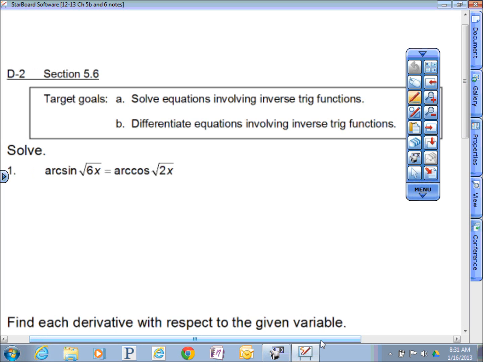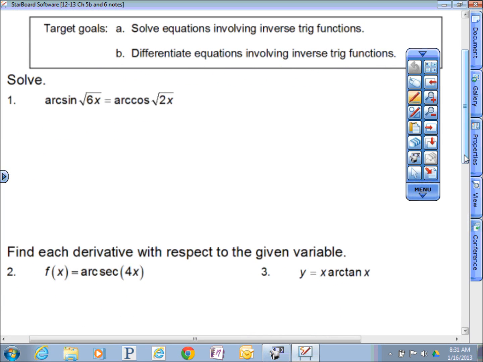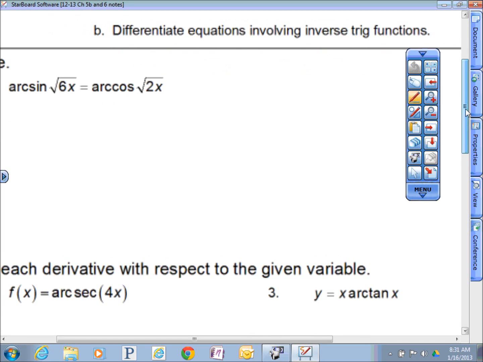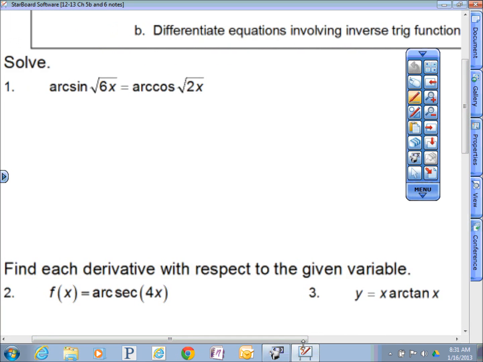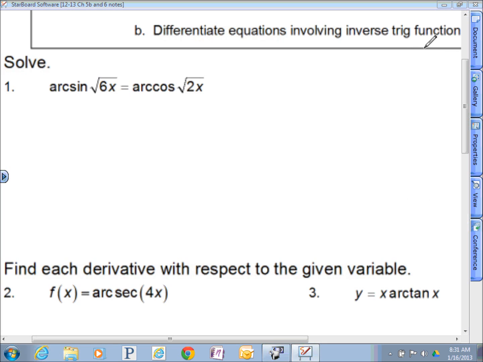So this first one, now I'm going to solve this equation. If I go to solve this equation, what have I got going here? Arc sine of root of 6x is the same as arc cosine of root of 2x. Well, you know what I'm going to do? I'm going to get rid of one of those inverses. Whichever one you want, doesn't matter. How about if we do this? How about if I say, instead of having arc cosine on this side, how about if I put a cosine over here on the left?